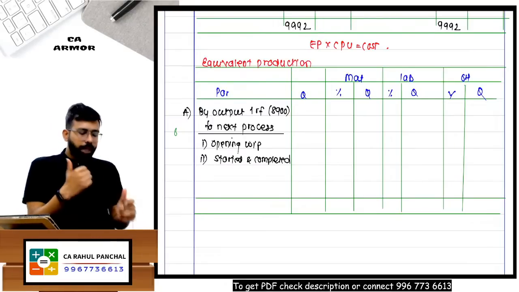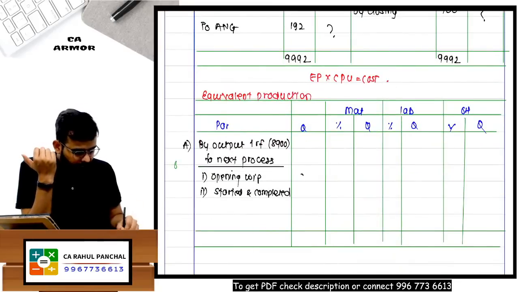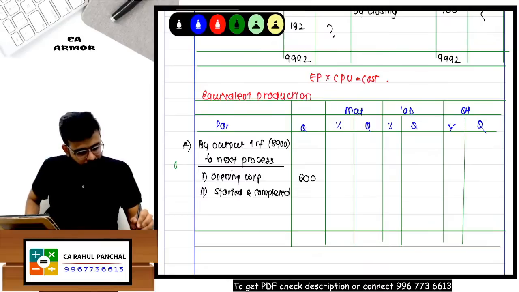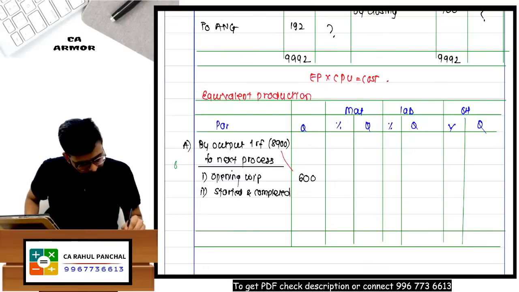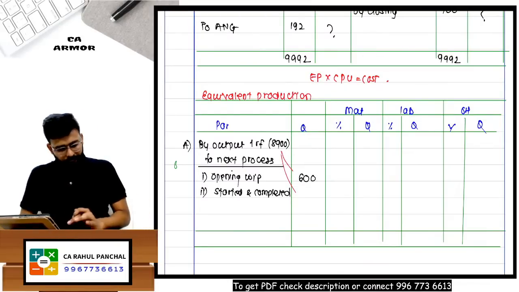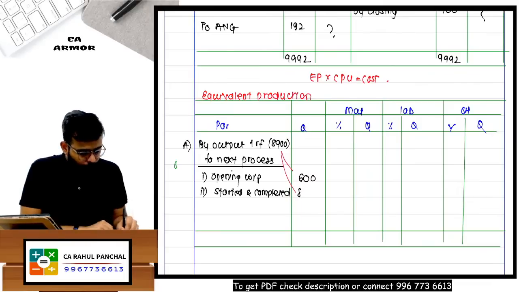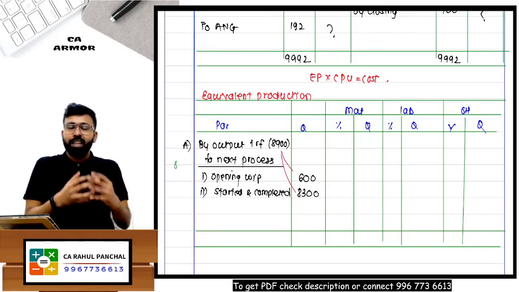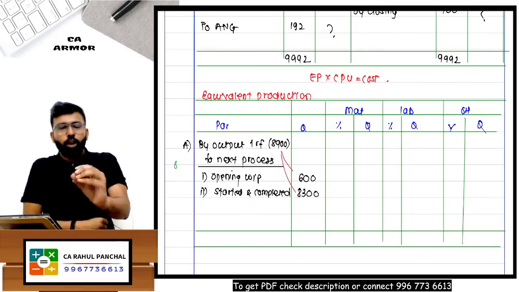So when I said opening WIP, first you will finish these 600 units. Yes, sir. But sir, total 8,900 I have produced. Out of this, 600 is from opening WIP. So 8,900 minus 600. Sir, I have produced 8,300 during this year. Started also in this year, completed also in this year.